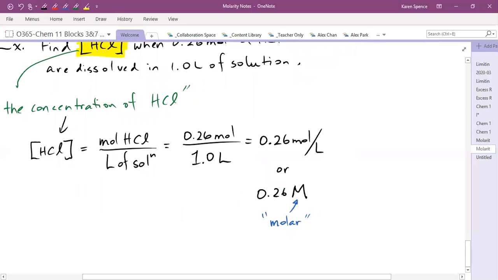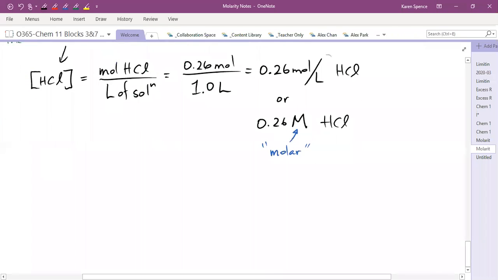Now, it's probably not a bad idea to write that we have 0.26 moles per liter of HCl or 0.26 molar HCl, because shortly in the future, next week, we're going to be looking at finding the concentration of ions if you have an ionic compound dissolved in solution. And so we want to specify what we have.